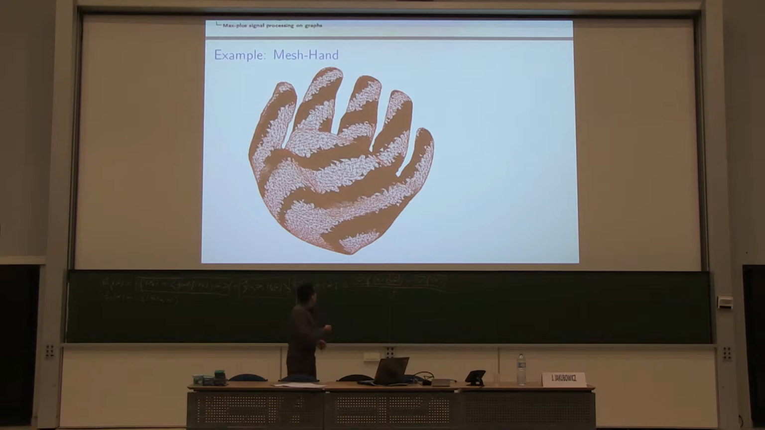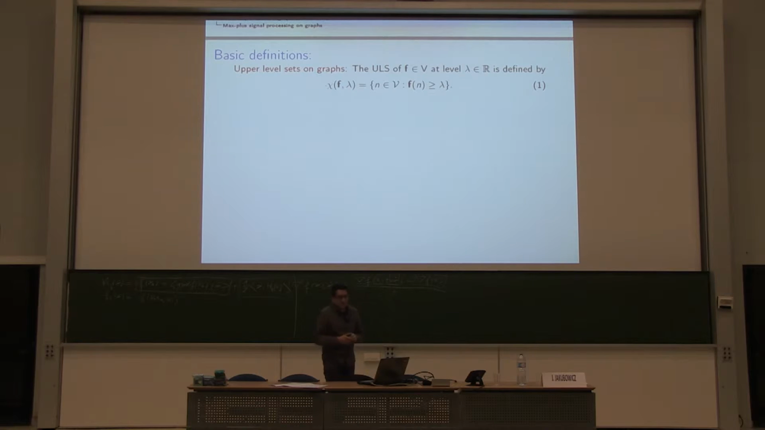In this case, we have the graph in red lines. We have nodes, and that is information that we keep in the adjacency matrix. On the other side, we have for each node color information, in this case black or white. That is the signal. I have two structures, the graph and the signal. So I'm going to start with some basic definitions that we need to extend this idea of max-plus convolution to graphs. The first is a classical definition of upper level sets. So we have a signal on the graph, and we can define upper level sets as usual.